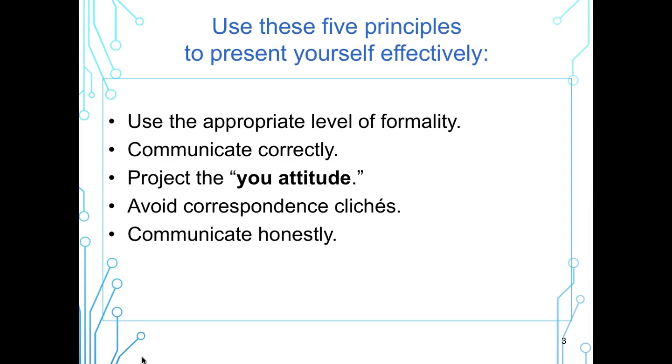There are 5 principles that you need to use to present yourself effectively in written correspondence. The first is the appropriate level of formality. Again, this is intimately connected to your audience. If your audience is someone outside of the company, you want to be as formal as possible, as professional. You want to communicate correctly. You always want to think back to chapter 2 and the chapter on ethics. You want to think about the ethical situation, and that you are presenting information in the best, truest, most possible light.